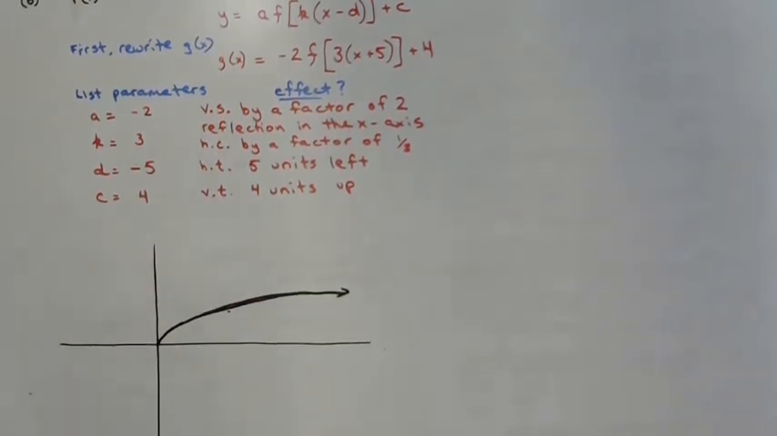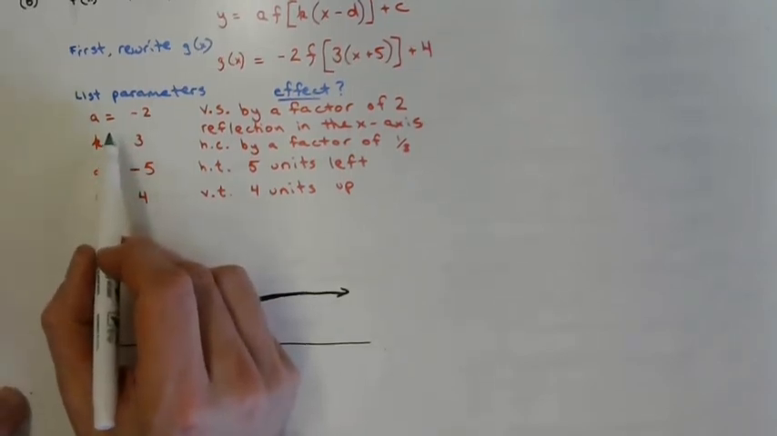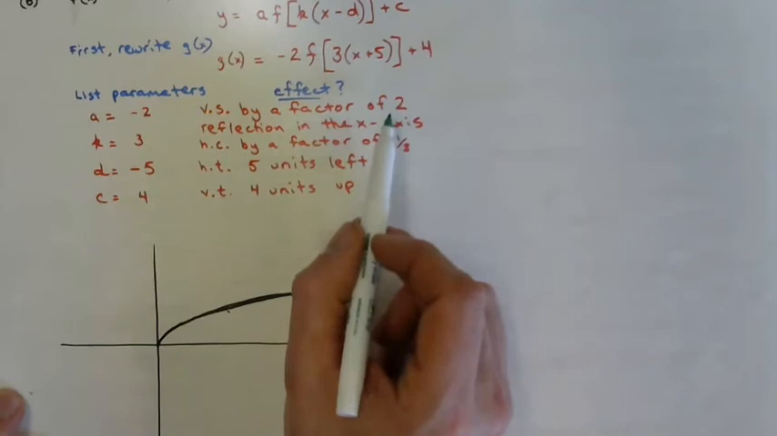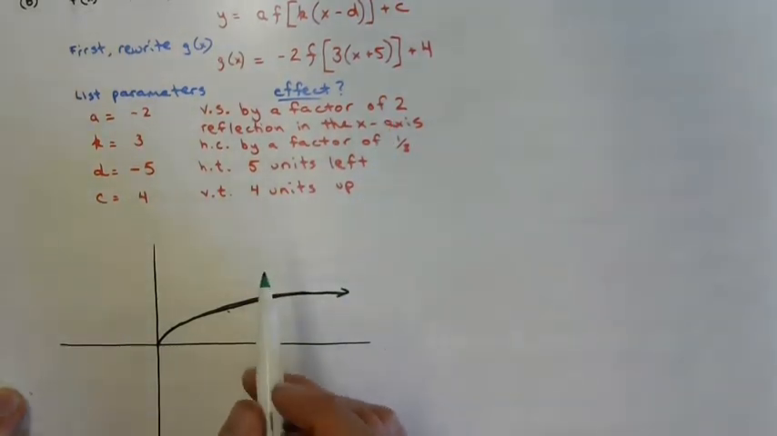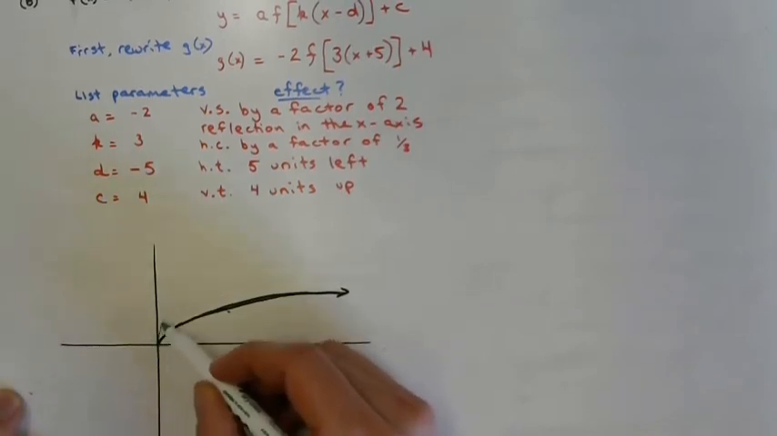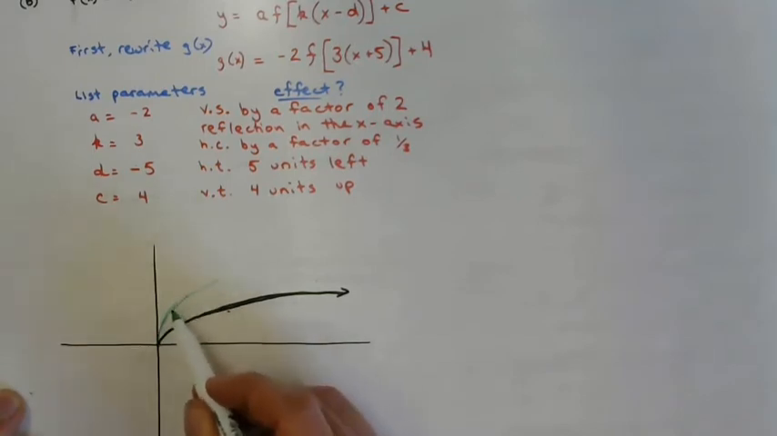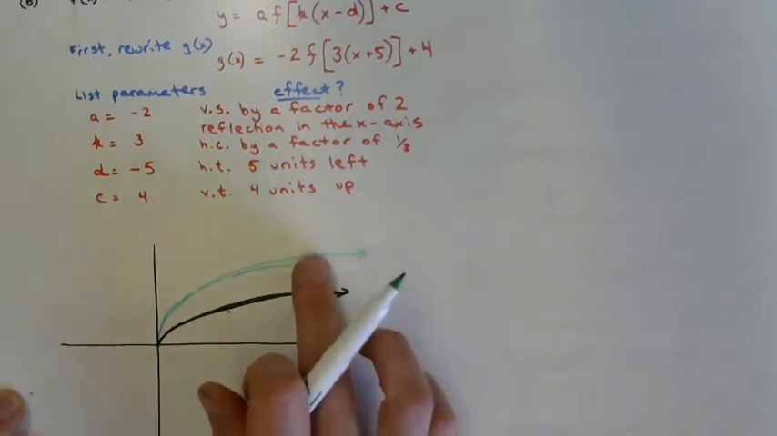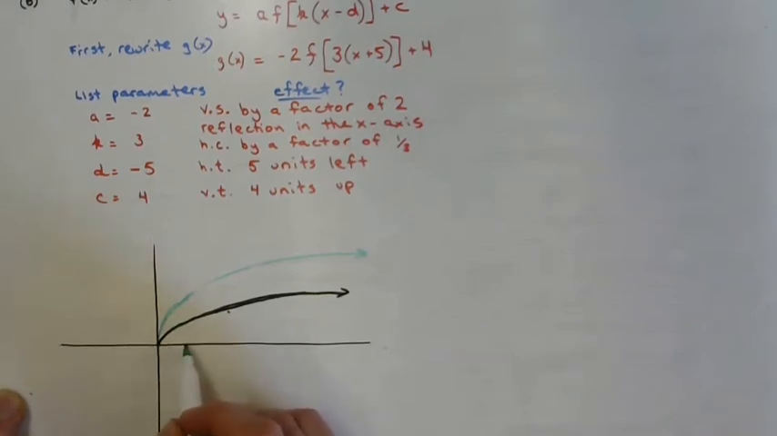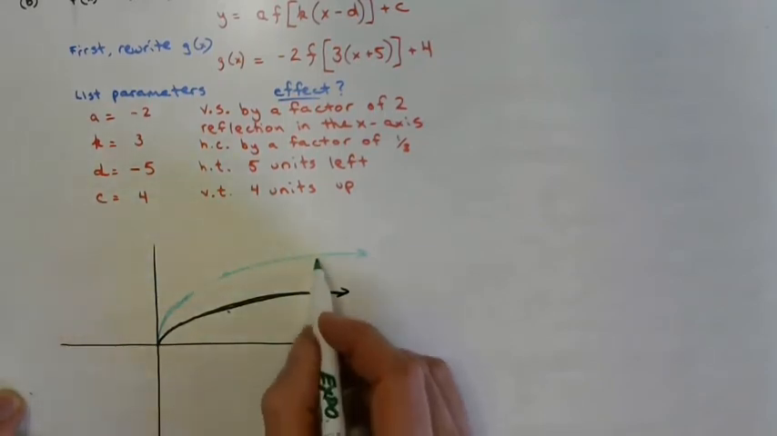So first step, I'm going to do it in green, even though you can't see green. I'm going to do a vertical stretch by a factor of 2, and I'm going to flip this thing upside down. Okay? You ready? Vertical stretch by a factor of 2, and flip it upside down. A vertical stretch by a factor of 2 basically means every point along the curve is going to be twice as far from the x-axis as the original. So instead of going through 1, 1, it's going to go through 1, 2. Instead of going through 4, 2, it's going to go through 4, 4. Instead of going through 9, 3, it's going to go through 9, 6.